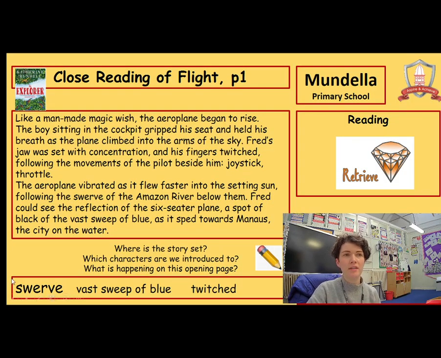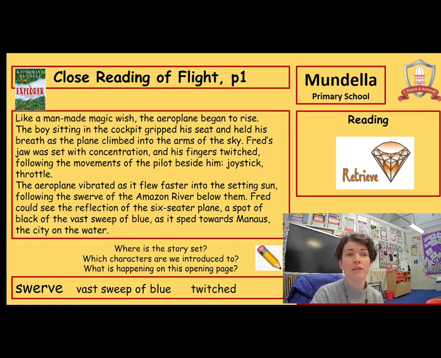Okay, so in the box below we can see these key words that I've picked out here. So we've got the word swerve, vast sweep of blue, and twitched. Pause the video now and have a go at working out what you think those words might mean. And you need to use the sentence in which those words appear to help you define the vocabulary. Off you go.